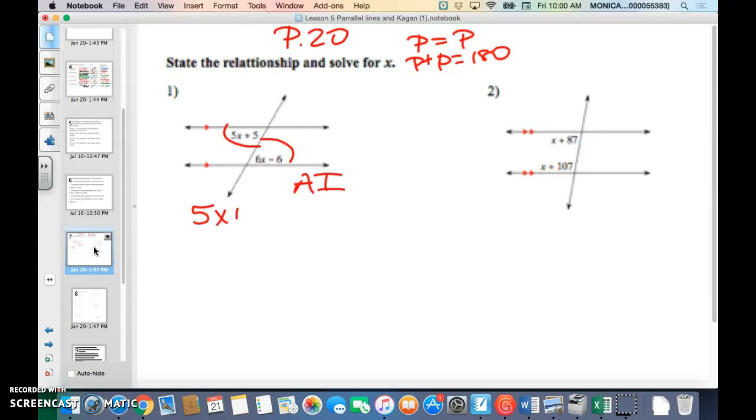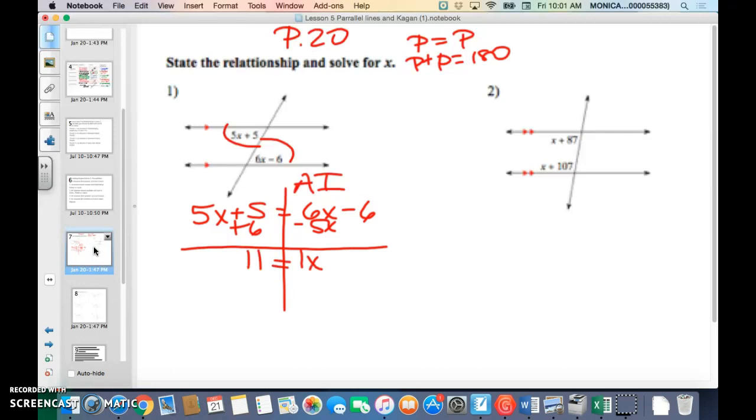So it'd be 5x plus 5 equals 6x minus 6. Put my line down the middle. I'm going to subtract 5x, and I'm going to add 6. So 1x equals 11.